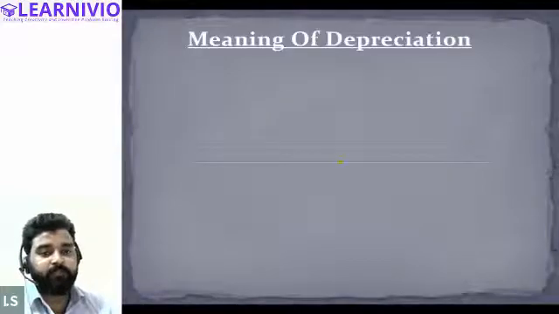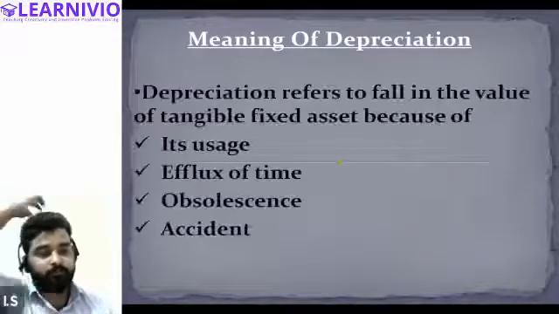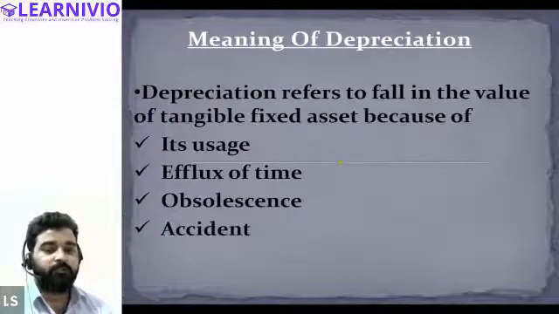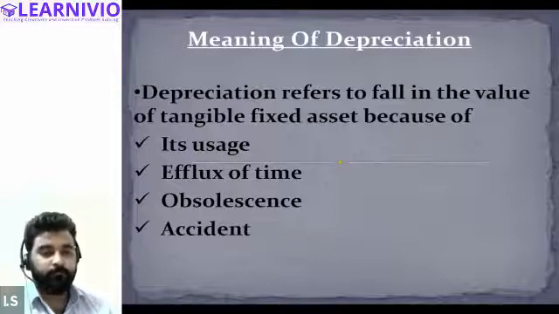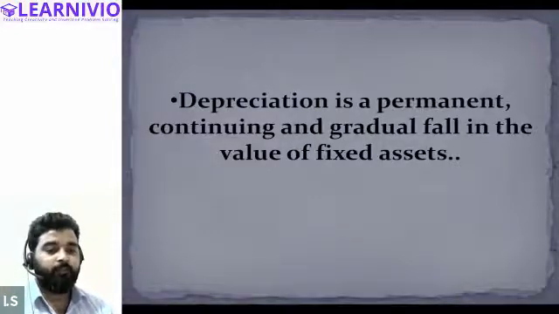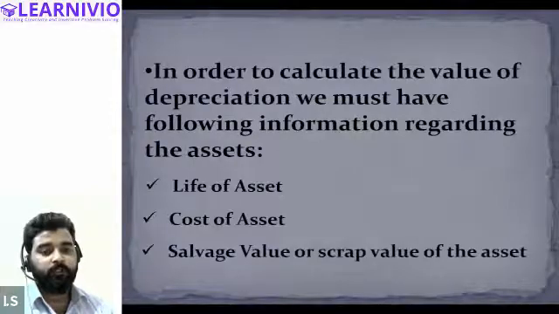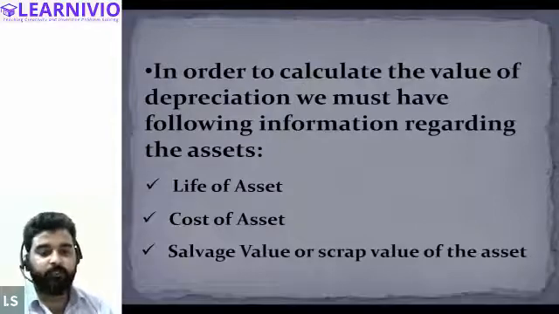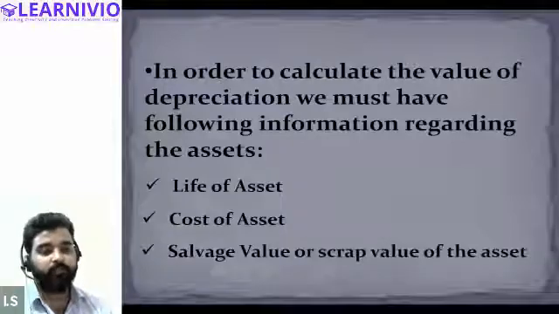In the previous classes of this chapter, we have discussed the meaning of depreciation, wherein I explained that depreciation refers to the fall in the value of the tangible fixed asset because of its usage, afflux of time, obsolescence or accident. Depreciation is a permanent or continuing and gradual fall in the value of the fixed asset. Then I told you, in order to calculate the value of depreciation, we need information regarding the life of the asset, cost of the asset, and salvage value or the scrap value of the asset.